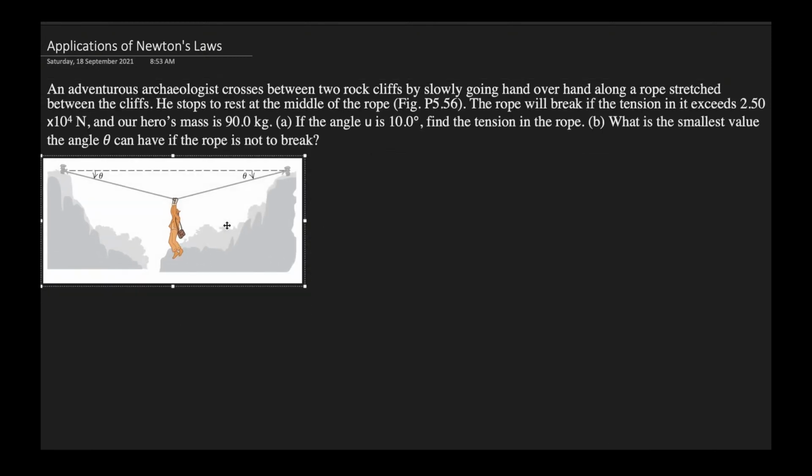An adventurer archaeologist crosses between two rock cliffs by slowly going hand over hand along a rope stretched between the cliffs. So here are two cliffs and there is a rope which is tied, and the person is going from one end to the other.